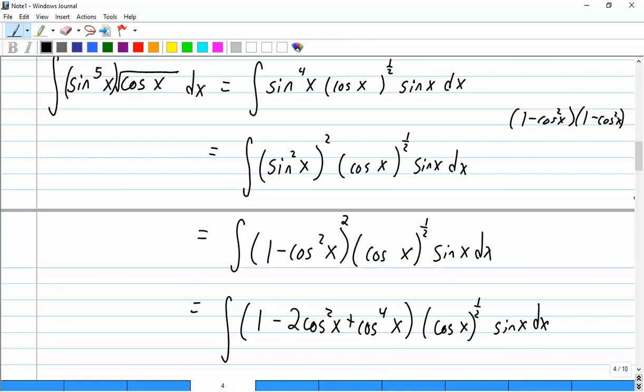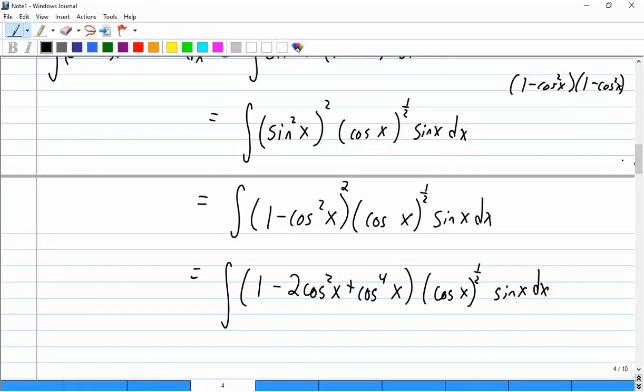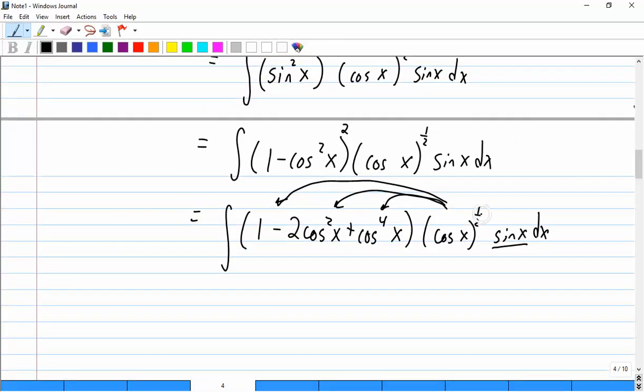All right, so I FOILed that out. Combine like terms, I have that trinomial there, times cosine of x to the 1/2 power times sine of x dx. Now what do I need to do? Remember, the sine is going to be the du. I need to take this and multiply this in, there, there, and there. And I'm going to start writing my powers in the middle. I kind of get annoyed when I write fractions on the outside like that.